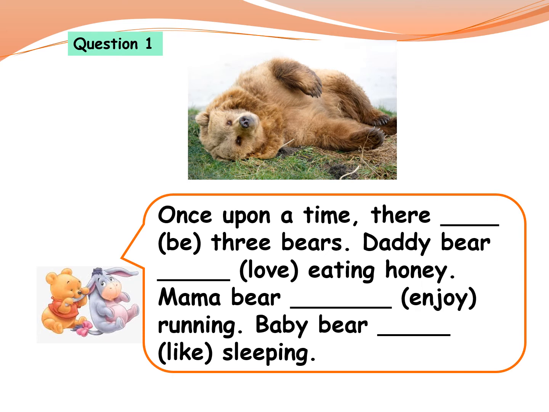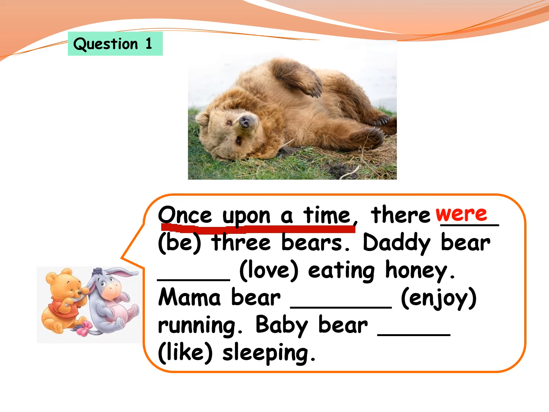Good. As you see, once upon a time, this time expression. So past tense should be used. First one, there was. No, it should be were, because 3 bears. You remember the past tense for be can be was or were. As you see, bears. So we use the plural form were.